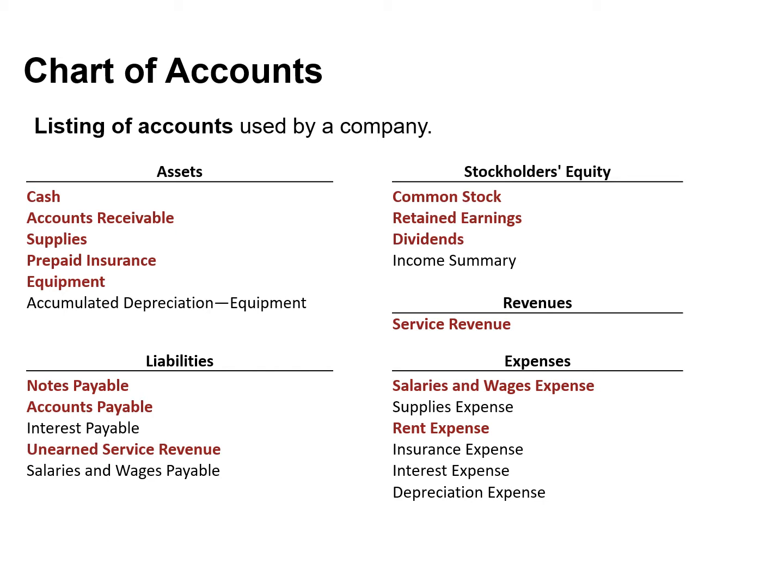This slide shows the chart of accounts for Sierra in the order that they are typically listed: assets, liabilities, stockholders' equity, followed by revenue, and then expenses. Accounts shown in red are used in this chapter. Accounts shown in black are explained in later chapters.